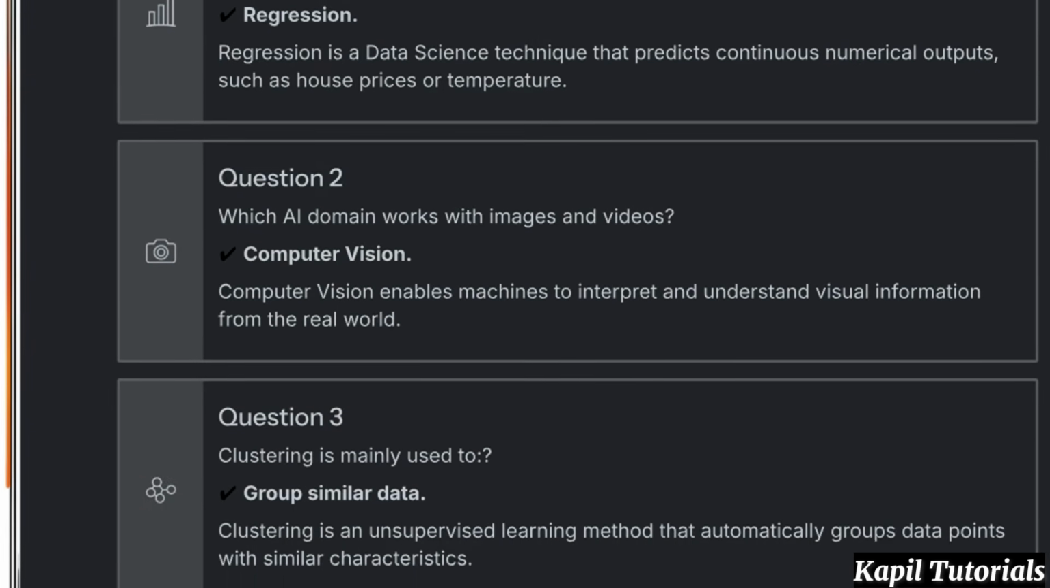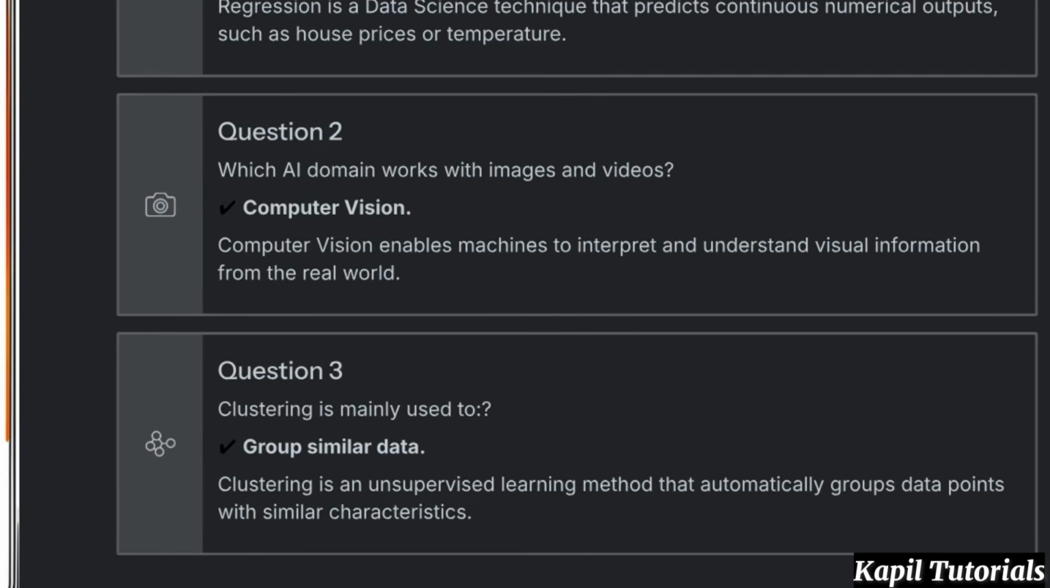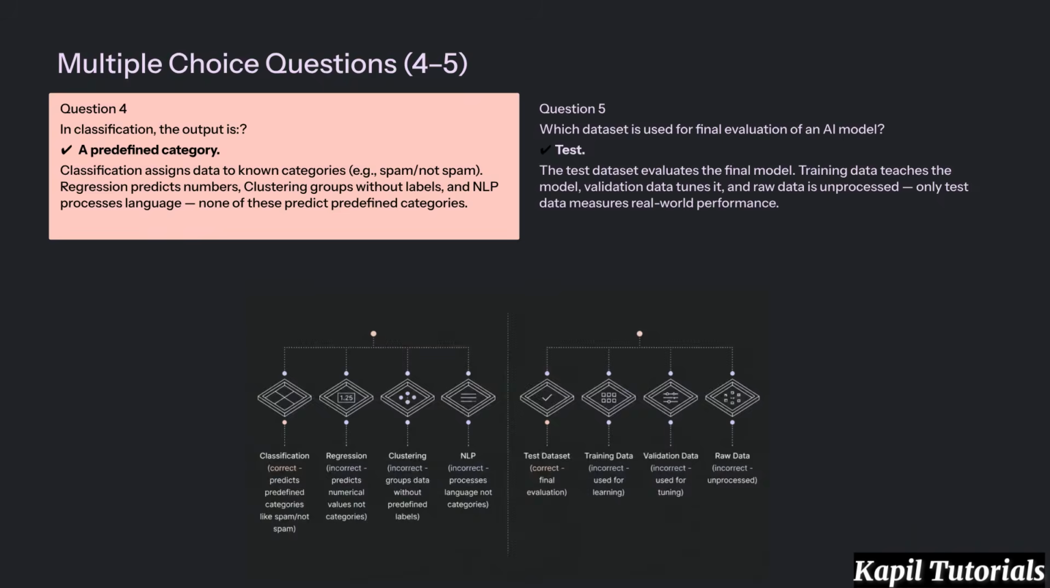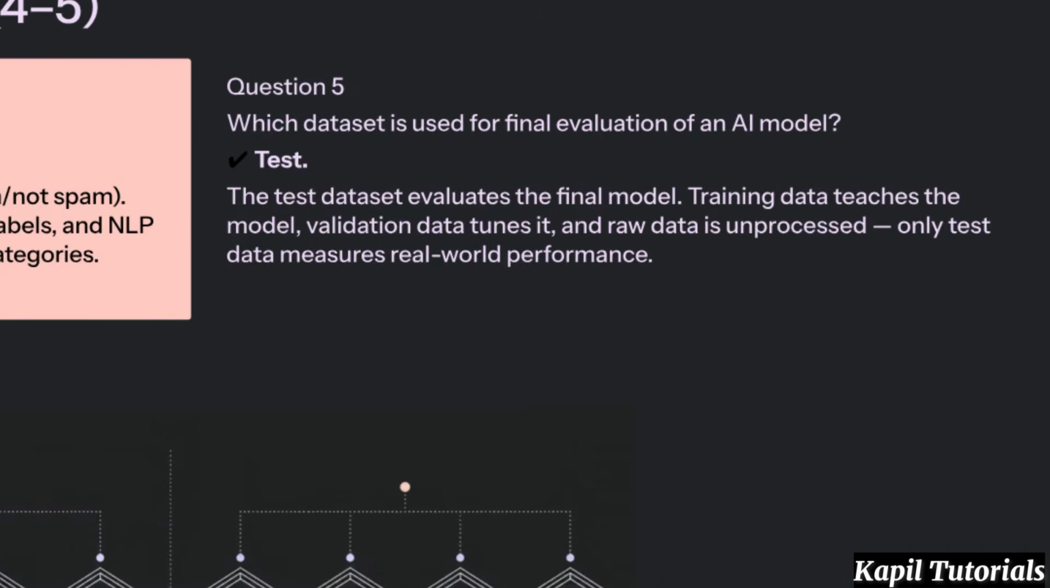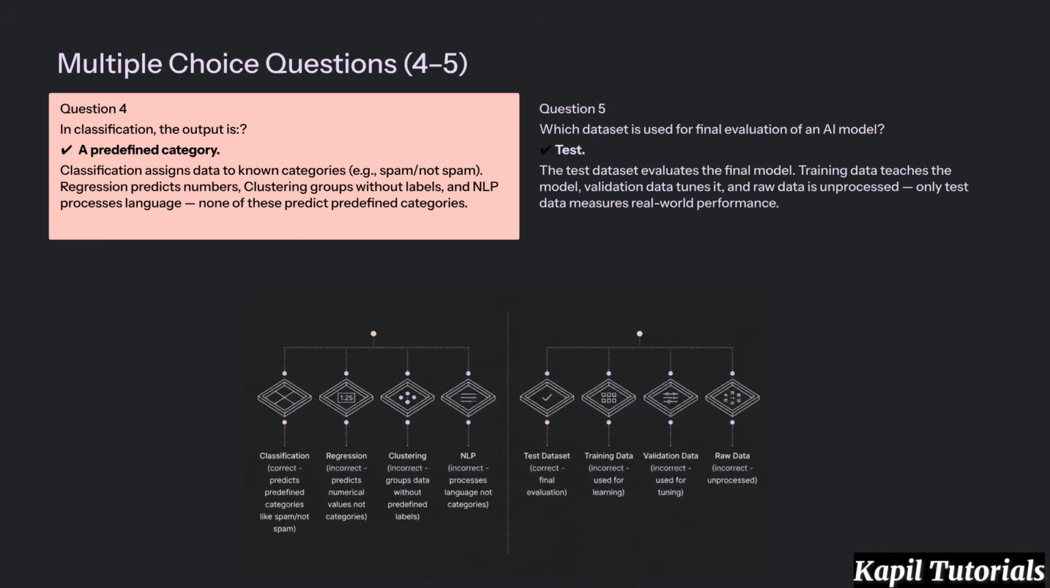Regression is the technique used for predicting numerical values. Computer vision is the domain that handles images and videos, and clustering is the method used to group similar data together. Moving on to questions 4 and 5. In classification, the model predicts predefined categories. When it comes to evaluating an AI model, the test dataset is the one used for the final assessment.